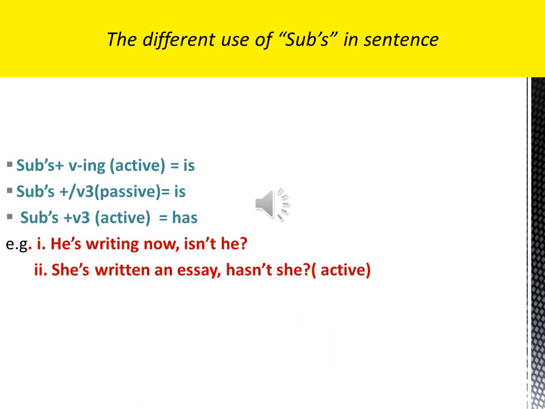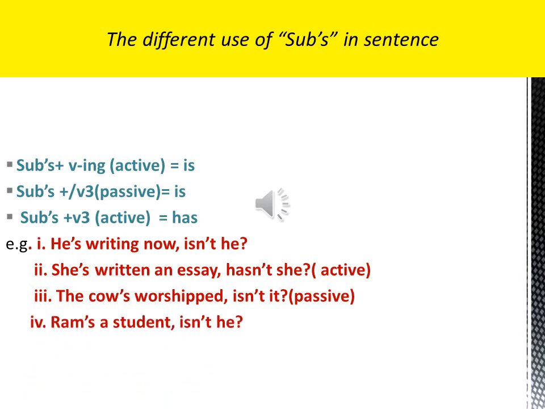Let's see another example. She's written an essay, hasn't she? Apostrophe s plus V3 is used here. It means we should understand apostrophe s means has here. Now next one, the cow. The cow's a sheep, isn't it? Apostrophe s is used here. It is in passive form. That's why we should understand apostrophe s means is. That's why the question tag of this statement is isn't it. Likewise, Ram's a student, isn't he?